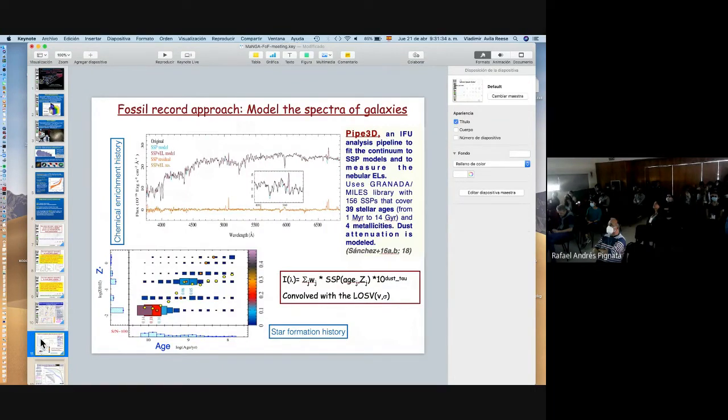In two words, we use the Pipe3D code. Pipe3D is a pipeline that reduces the data cubes, using the spectra of a given fiber, for example, in a position of the galaxy. It finds the best combination of single stellar populations, which are characterized by ages and stellar metallicities, that reproduce the observed spectrum. In this way we have the star formation history or the chemical enrichment history from this approach.